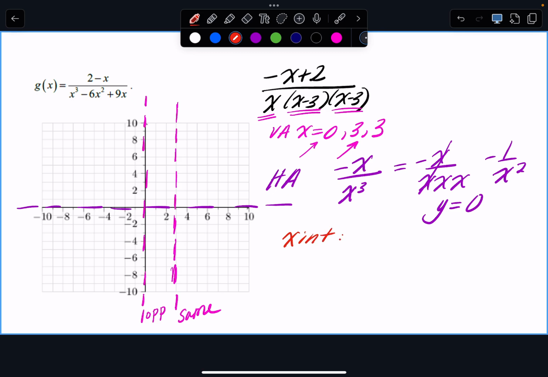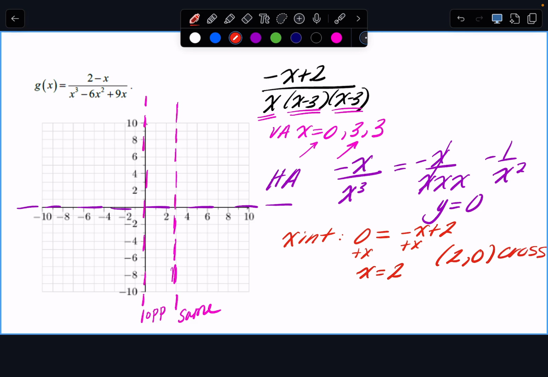Then we do x-intercepts, which come from the top equal to 0. So 0 equals negative x plus 2. I'm going to add x. X equals 2. But that's not good enough. This is one thing even I used to forget to make note of: if my x-intercept bounces or crosses. Didn't it happen once? So it crosses. So go to 2 and we know it crosses.